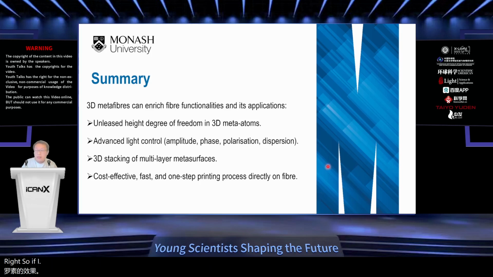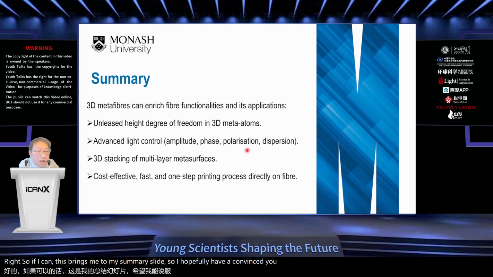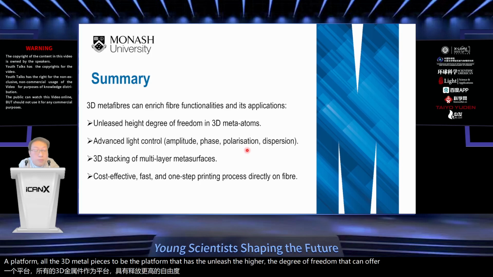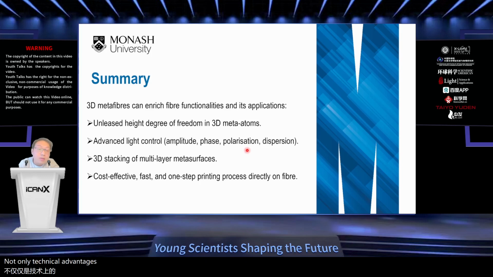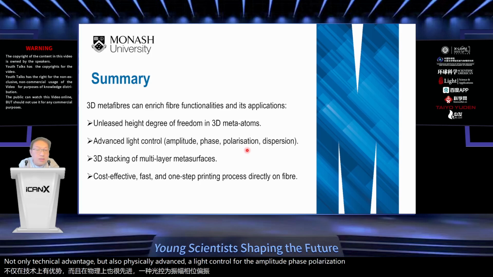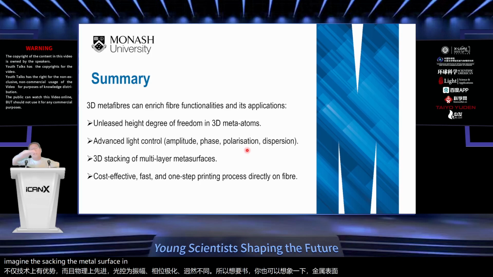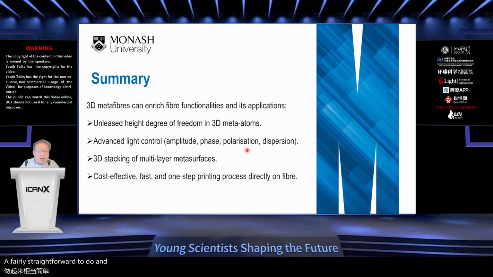So this brings me to my summary slide. I hopefully have convinced you at least that 3D metal fiber, or 3D metal optics, could be the platform that has the unleashed high degree of freedom that can offer you not only technical advantage, but also physically advanced light control for the amplitude, phase, polarization, dispersion, and so forth. And also you can imagine stacking the metal surface in multiple layers using the laser, which is fairly straightforward to do. And of course, it's a faster and cost-effective single-step process.